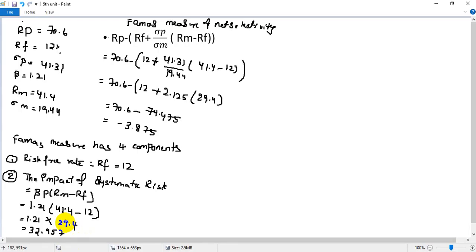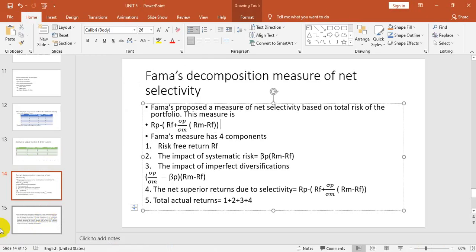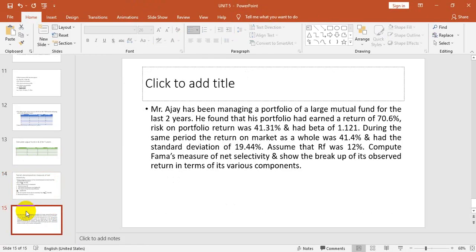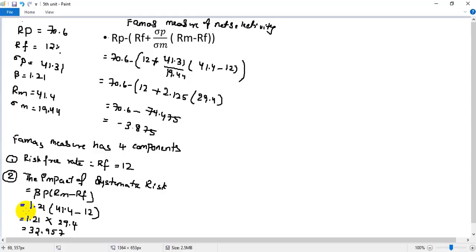Your beta P is 1.121. What is the beta P that has been given? 1.121. I had taken 1.21 as such, so it's 1.121. So here also 1.121 it will be. So it will be 1.121 into 29.4, which is 32.957. Now let's do the third component. I'm going to continue over here.